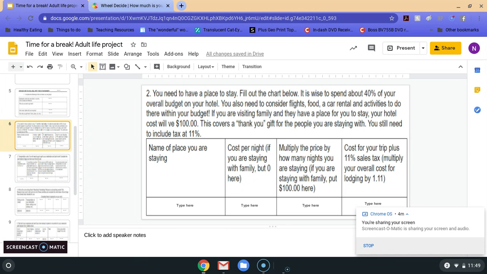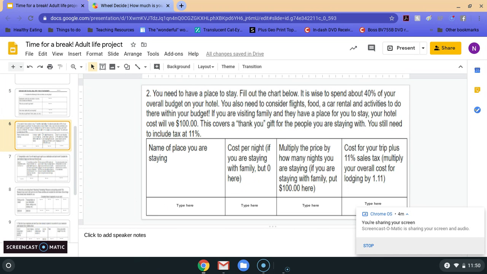So if you're staying 2 nights, 3 nights, let's say I'm staying 3 nights, I'd multiply 3 times however much it cost me to stay at the hotel. If you were staying with a family member, you just put $100 here. You don't need to multiply anything. And then the cost of your trip plus 11% sales tax.